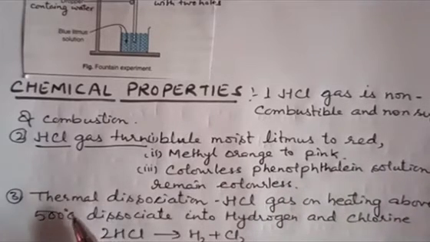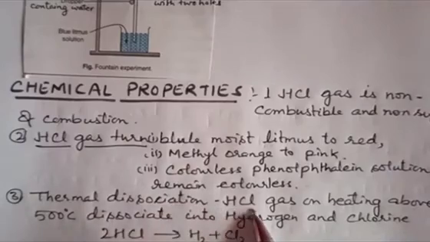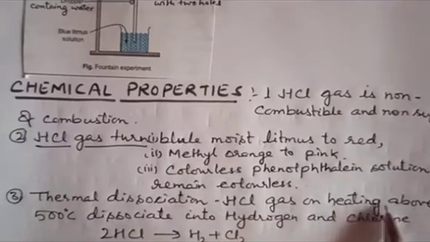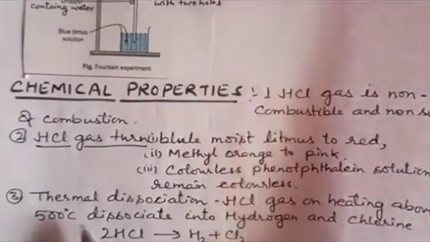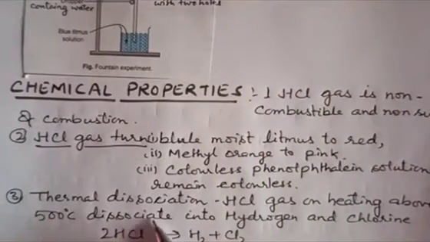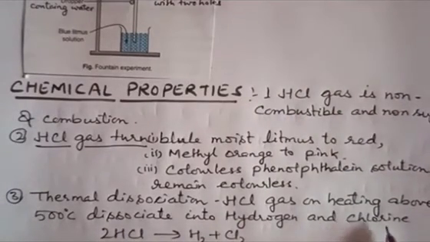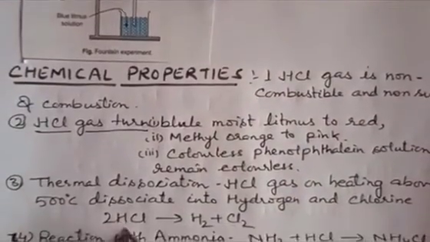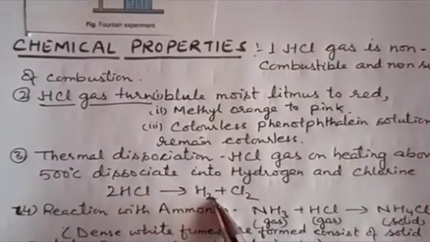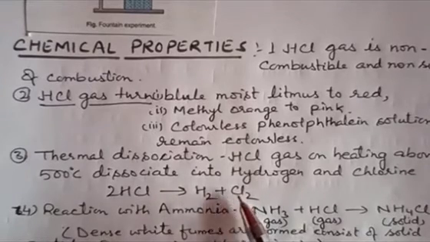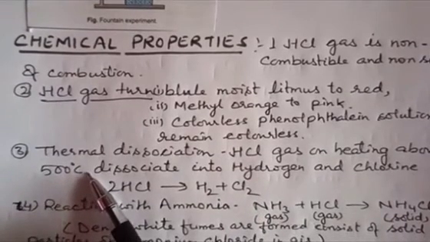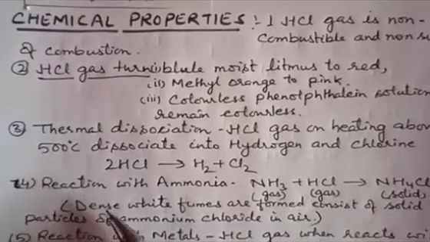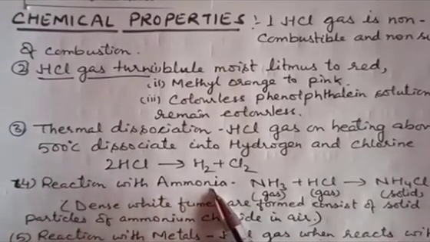Now next is thermal dissociation. Hydrogen chloride gas on heating above 500 degrees Celsius dissociates into hydrogen and chlorine gas. Now next is reaction with ammonia.